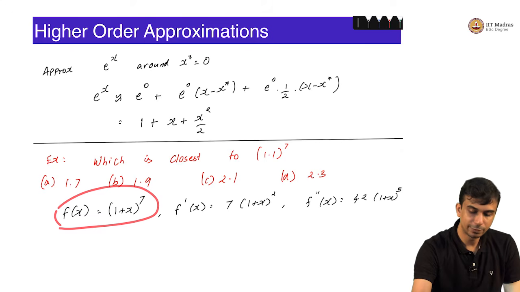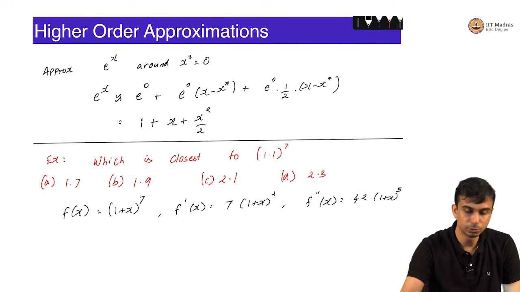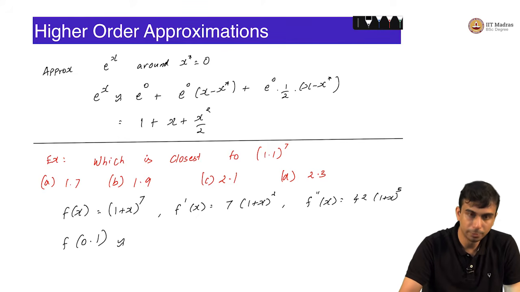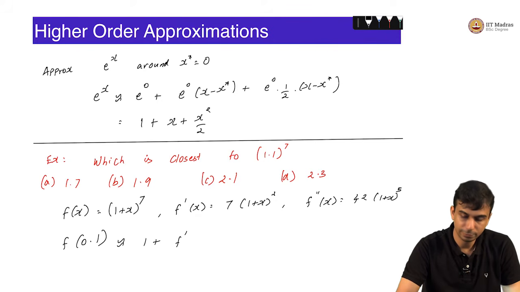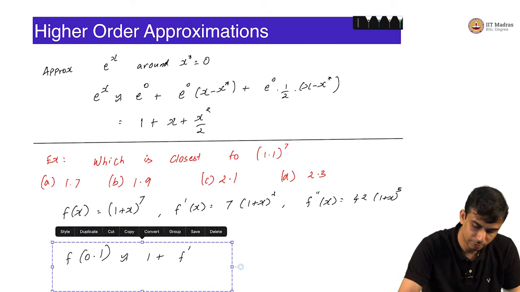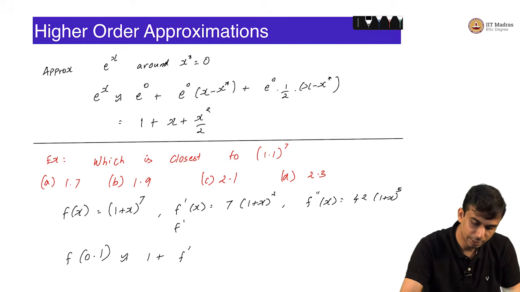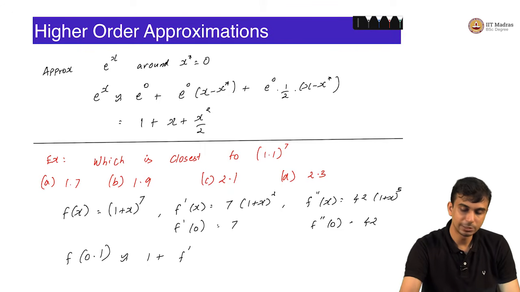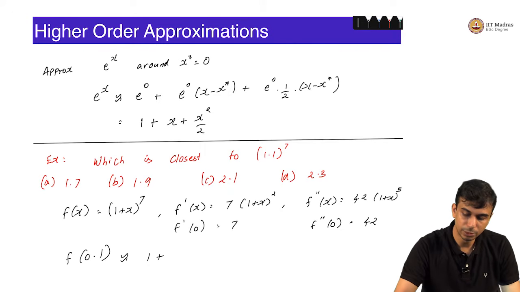We want to approximate f of x around x equal to 0 and evaluate it at 0.1. So, f of 0.1 is approximately equal to 1 plus f dash of 0 into x. What is f dash of 0? Okay, I think we can do one more step here. f dash of 0 is equal to 7, f double dash of 0 is equal to 42.